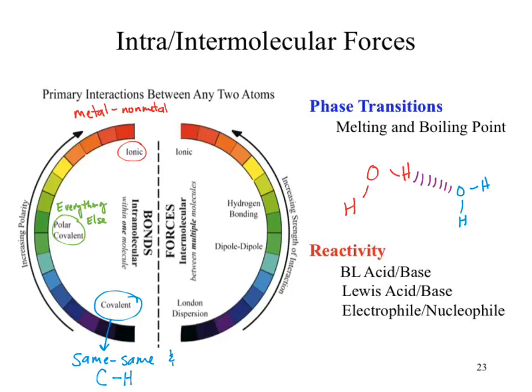A London dispersion force. By taking our continuous spectrum and pretty much cutting it in half, we can then overlay them. Covalent bonds generate London dispersion forces, which are weak. Polar covalent bonds generate dipole-dipole forces, which are stronger than our London dispersion.